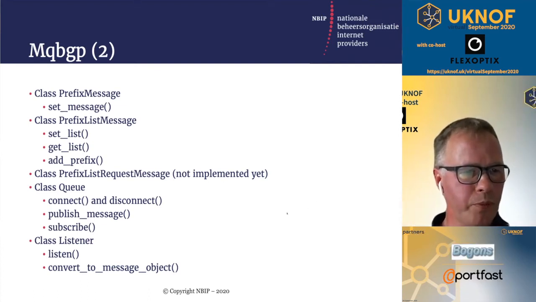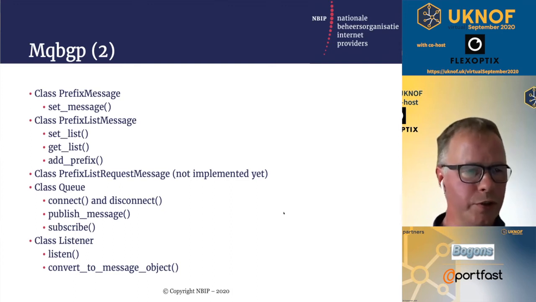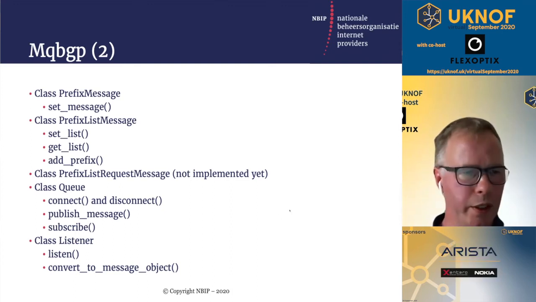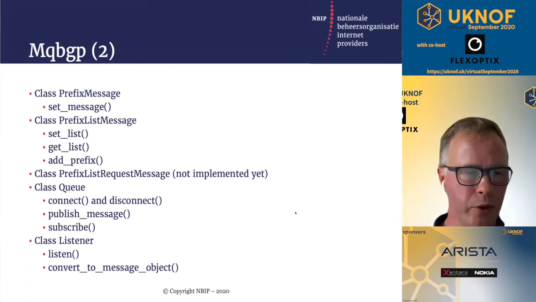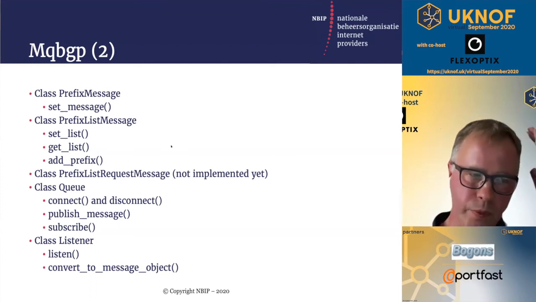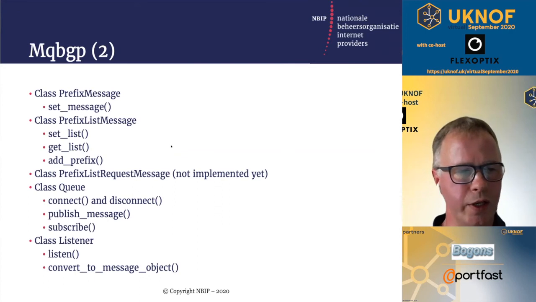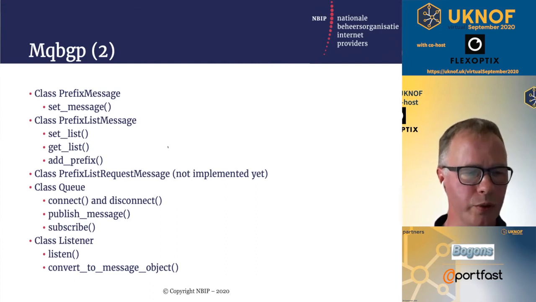The prefix message class is the main component for the prefix messages. What's in a message is the AS number, the prefix itself, so the IP block, the community string, all kinds of elements that are necessary to handle something. The prefix list message is the possibility to get a list of prefix messages. And the prefix list request message belongs to this.